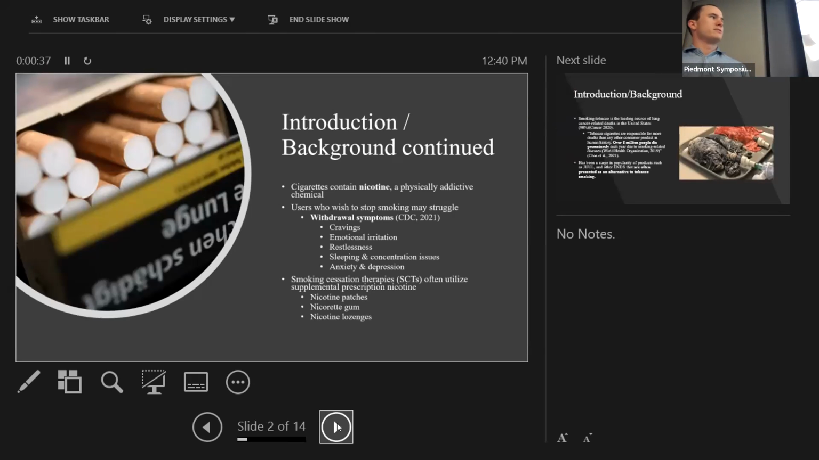Right, so everybody knows that cigarettes contain nicotine, which is a physically addictive chemical. So anybody who's trying to stop nicotine or cigarettes is going to have withdrawal symptoms, so physical withdrawal symptoms like cravings, emotional irritation, restlessness, sleeping and concentration issues, and anxiety and depression. So most of the time, whenever you're trying to stop cigarettes, you're going to use some form of nicotine replacement. So nicotine patches, lozenges, or gum.